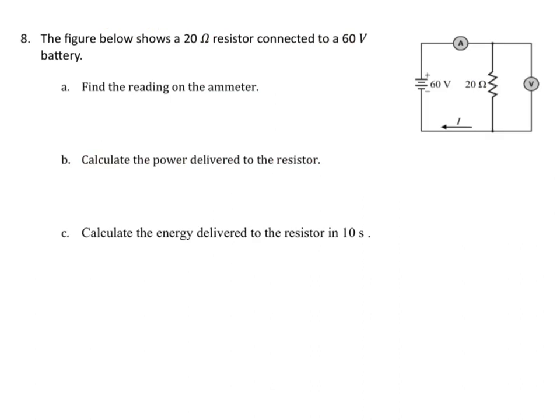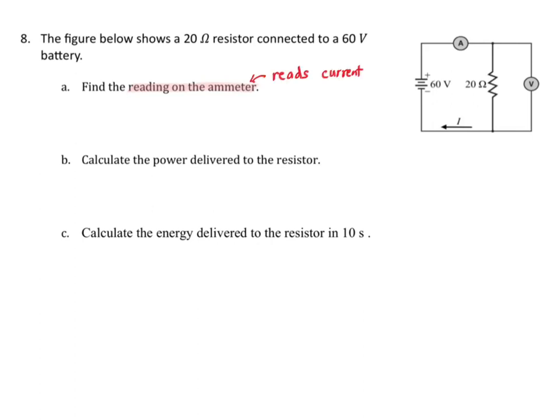In this next problem, we are going to apply Ohm's law and find out the different things which they are asking us. So the first thing it's asking us, find the reading on the ammeter. So we have been given a diagram. There is a cell or a battery which is of 60 volt. There is one resistor which is 20 ohm. There is an ammeter connected. We can see that it's connected in series. And there is a voltmeter which is connected in parallel.